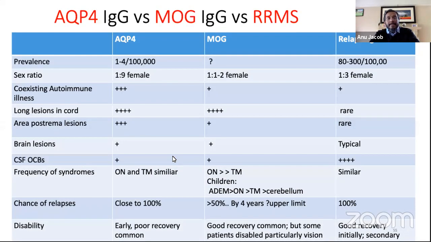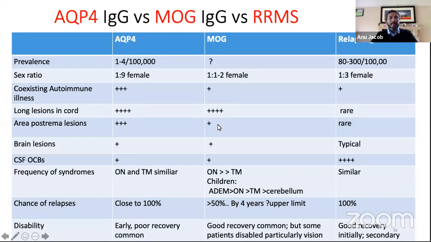If you look at these three conditions side by side, AQP4, MOG, and relapsing MS, the prevalence of AQP4 NMOSD is about 1 to 4 per 100,000. MS, 10 times that. MOG, perhaps more in this ballpark. We don't have exact figures yet, but I'm sure it's pretty similar or slightly higher than AQP4 NMOSD. Sex ratio in MOG, male to female is quite similar. Coexisting antibodies are not uncommon in MOG.